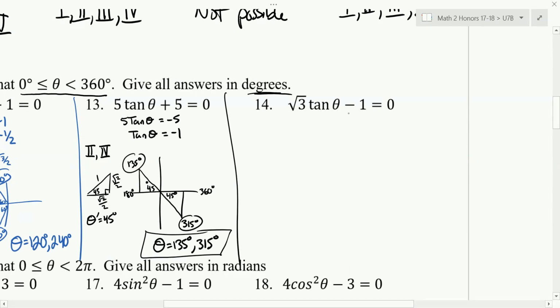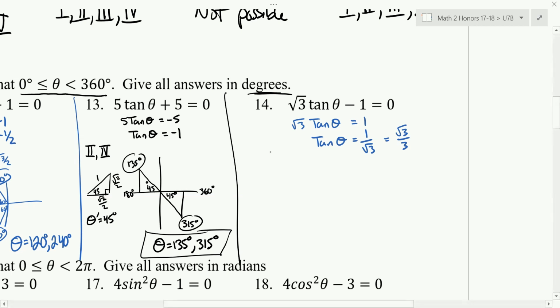Number 14, we're solving for tangent again. We get root 3 tangent theta is equal to 1. Divide by root 3. Tangent theta is 1 over root 3. We can leave it in that form. It's not the form we would prefer. You know, we like root 3 over 3. But we're not solving for tangent. We're trying to find theta in this case.